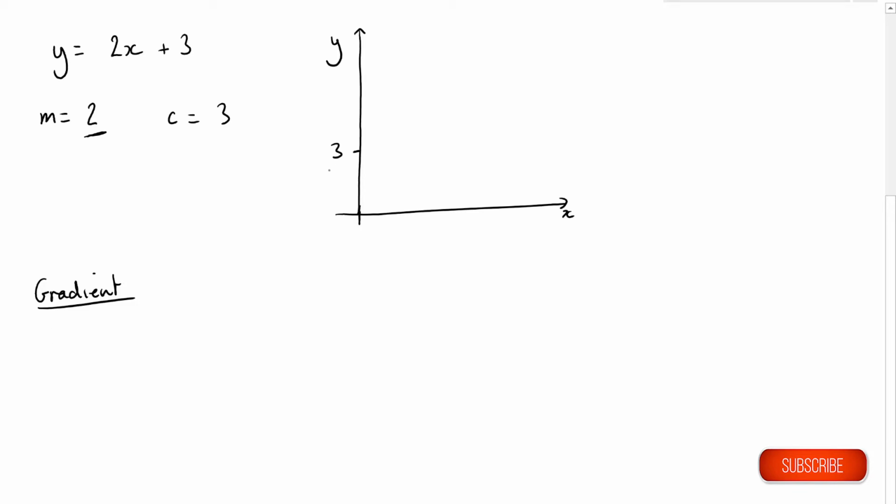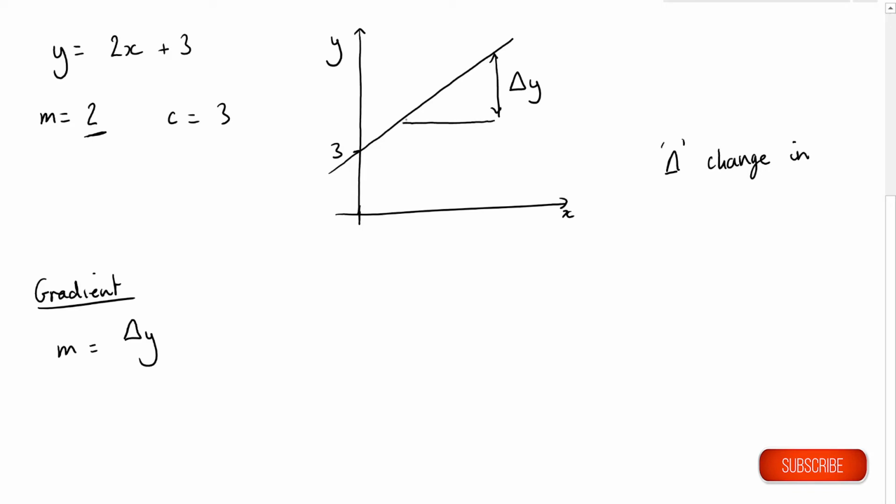If I take this line here, for example, the gradient is defined as the change in y here, which I'm going to note with this delta y. So gradient is delta y. This delta, this triangle, just means the change in. So it's the change in y divided by the change in x. So it's essentially a rate of change. We're saying if we move across one step on the x-axis, how far do we actually move up on the y-axis? And that is the gradient.